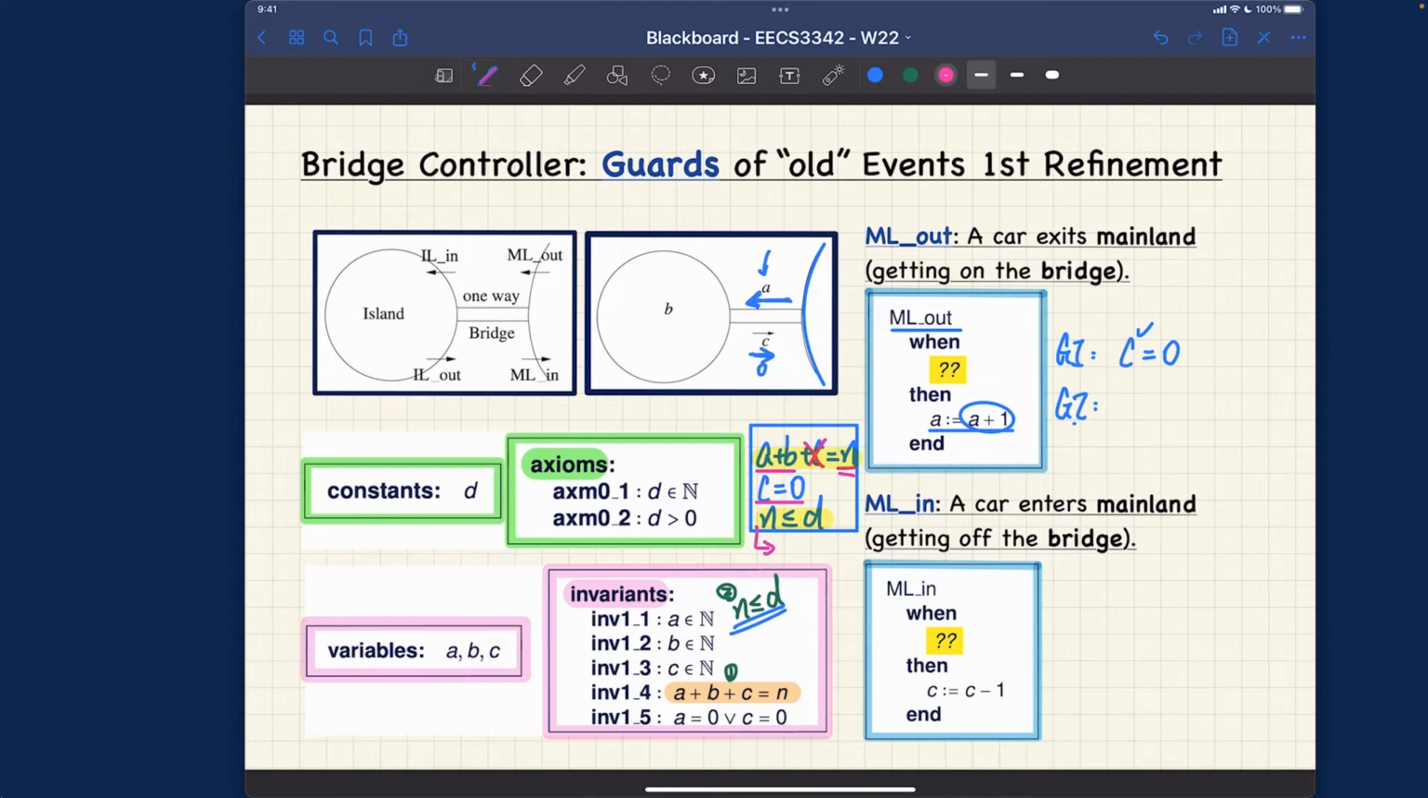We know that A plus B is equal to N. N itself is less than or equal to D. So that means A plus B should be less than or equal to D, right? So that will be the second guard. A plus B should be less than or equal to D, right? Hopefully you see the logic of coming up with the guards over here.